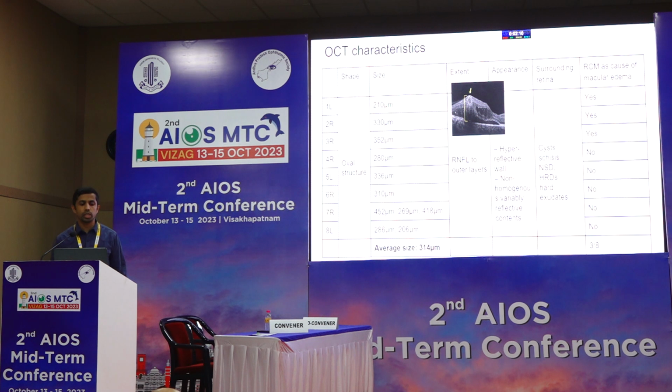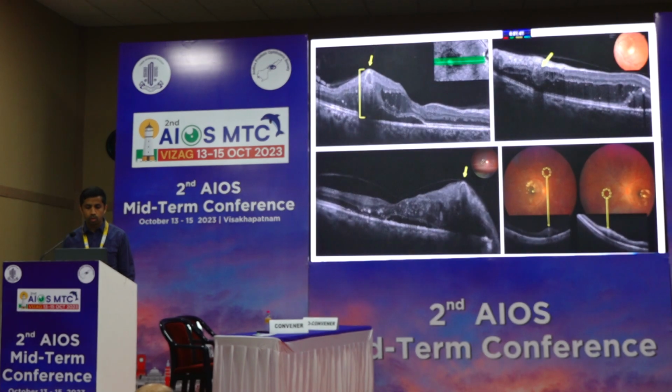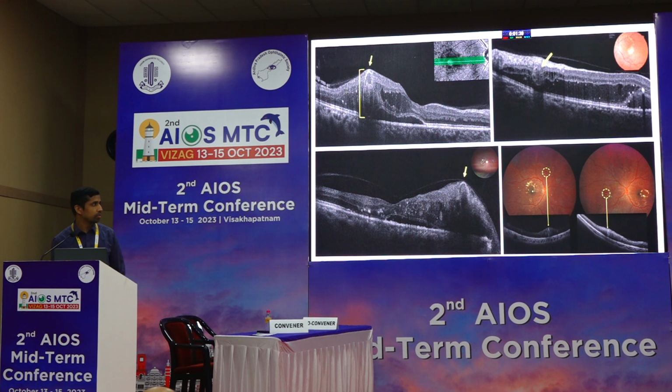Coming on to the OCT characteristics, all the lesions had an oval structure. Average size of the RCMs was around 314 microns. They extended from RNFL to outer layers. They had a hyperreflective wall with non-homogeneous, variably reflective contents, as you can see in the picture. Surrounding retina showed presence of cysts, schisis, NSDs, hyperreflective dots, and hard exudates. RCM as a cause of macular edema in our patients was attributable in 3 out of the 8 eyes. These are some of the OCT pictures of the RCM lesions.